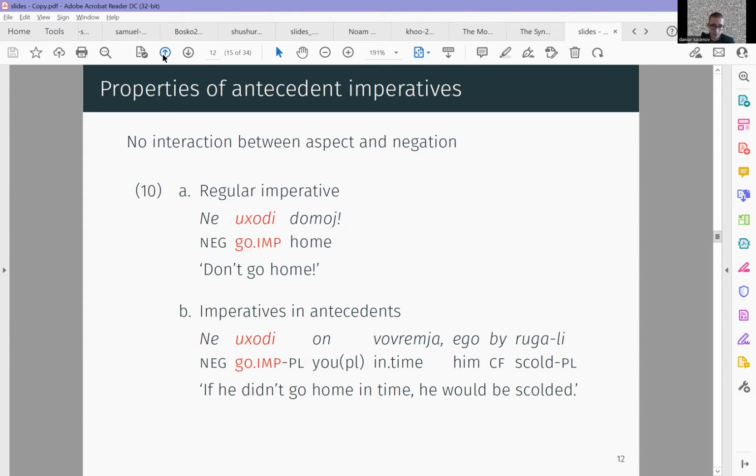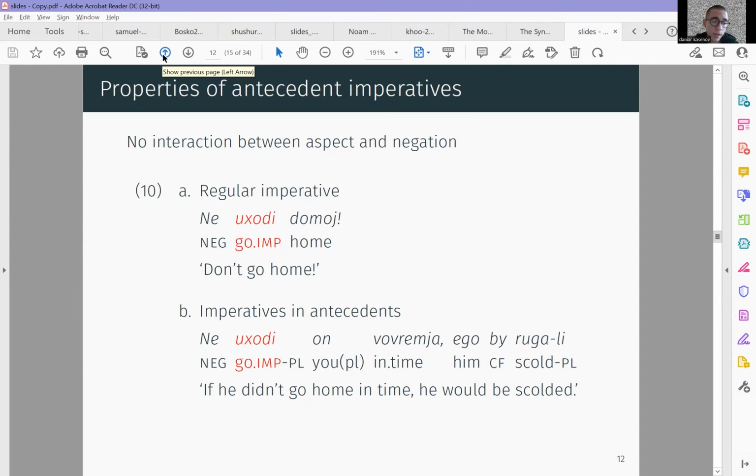Another property is that there is no interaction between aspect and negation for counterfactual imperatives. If you have an imperfective verb, it is all right to have negation with it in a regular imperative, as in 10a. Не уходи домой, don't go home. It is easily combined both in a regular imperative не уходи домой and in an antecedent imperative не уходи он вовремя, его бы ругали. If he didn't go home in time all the time, he would be scolded.